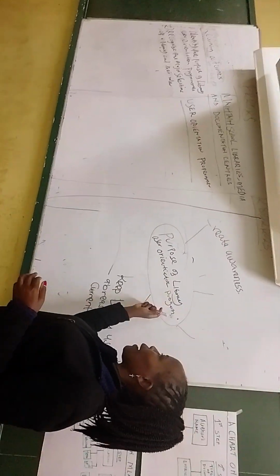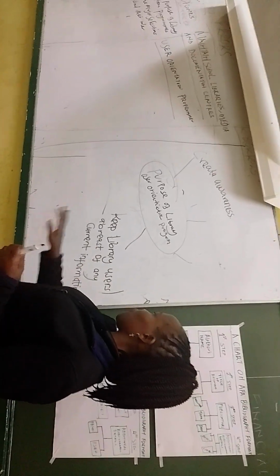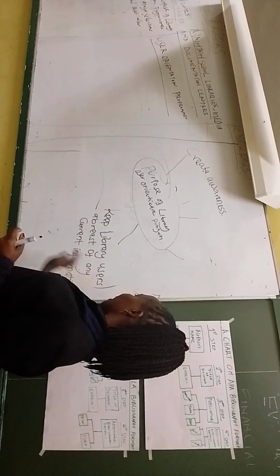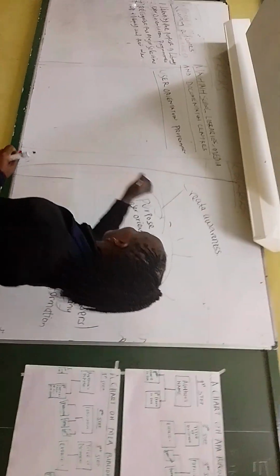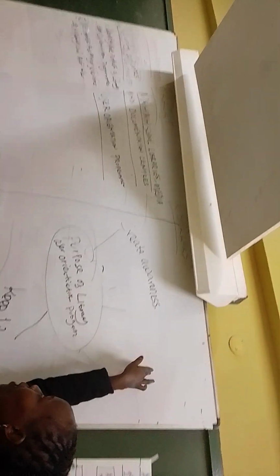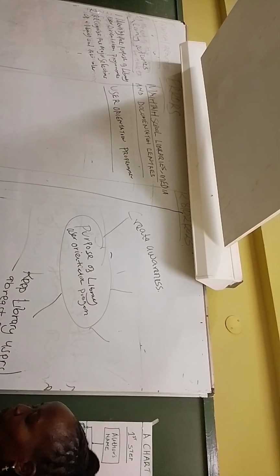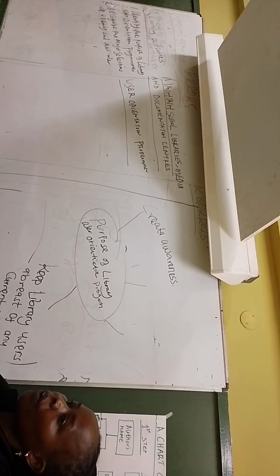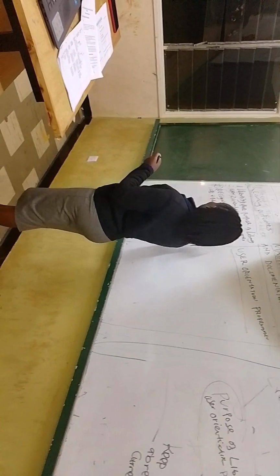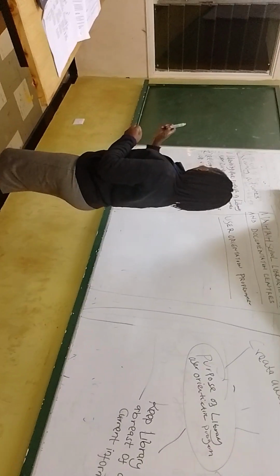Okay, the purpose of library user orientation program is to keep library users abreast of any current information. Another one is to create awareness of what the library has, so the users know what the library has, and they will go and use the new information materials. Okay, I think we are done. We have identified the purpose of the library orientation program. Now we are on our second outcome. Recognize the major sections of a library and their roles.